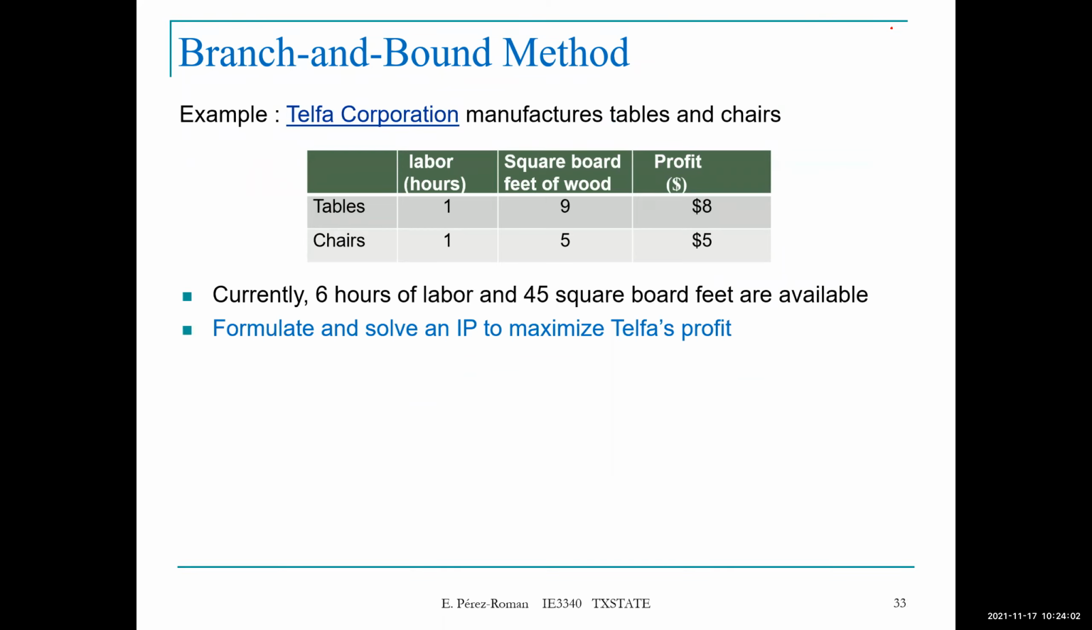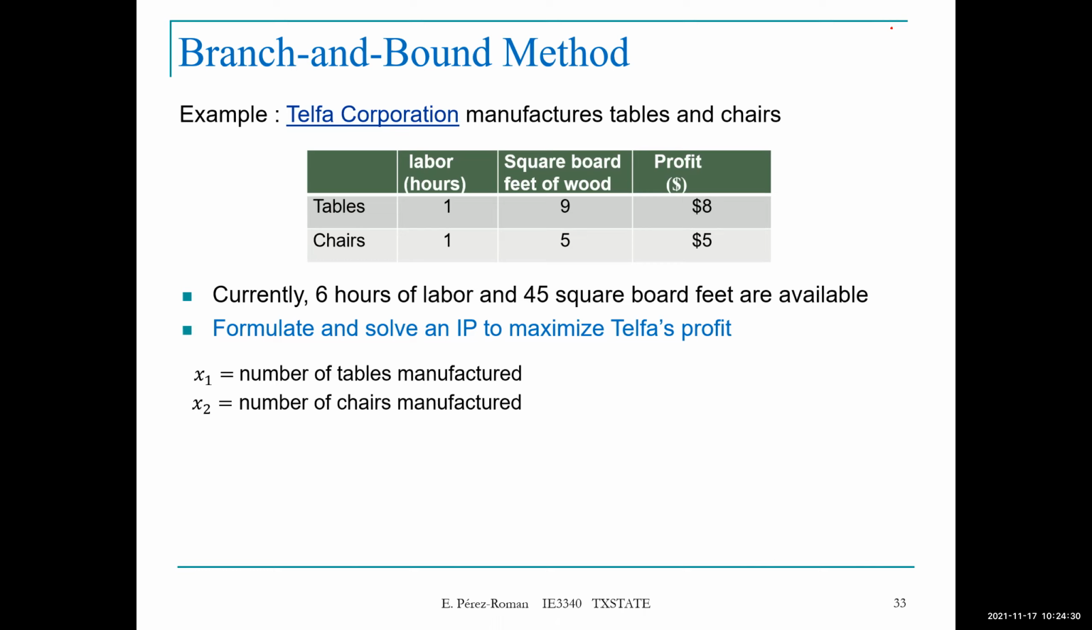So we're going to look at this problem: a manufacturing company for tables and chairs. You have some labor hours for tables and chairs, square board feet of wood that is needed per product, and the profit. Currently, 6 hours of labor and 45 square board feet are available, and we want to formulate and solve an IP to maximize the profit of this company.